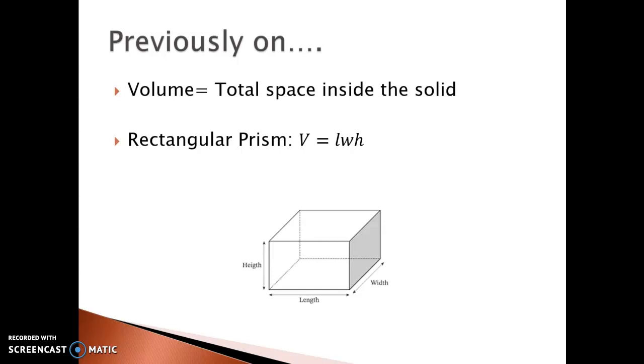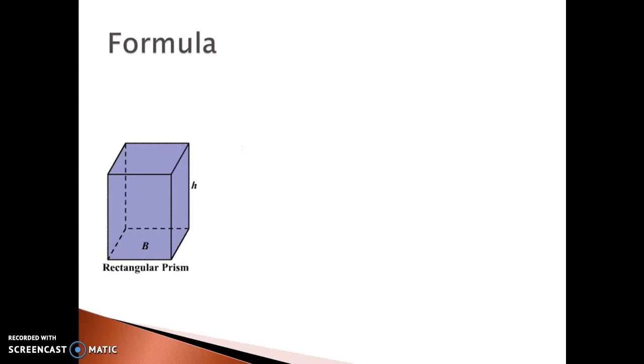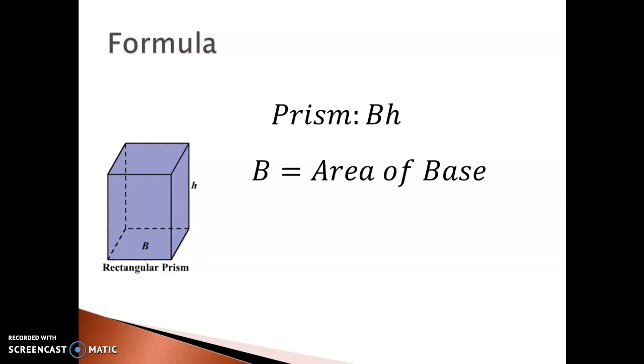So we're going to do any type of prism today. And so our new formula will be volume of a prism is capital B times H. Capital B is still the area of the base. In this case, a rectangle. And then H stands for the height of the prism from one base to the other.